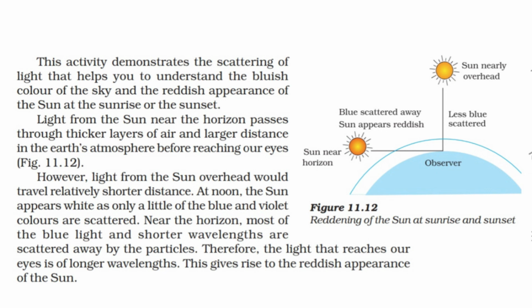Do you understand? So this is the scattering of light, which helps you understand the bluish color of the sky and the reddish appearance of the sun at sunrise or sunset. So this is the main concept of scattering of light. So this is the whole chapter completed. This is the ending concept of the human eye and the colorful world.